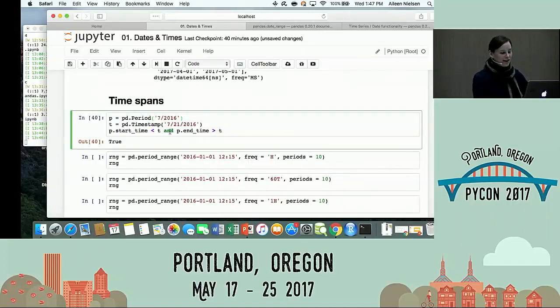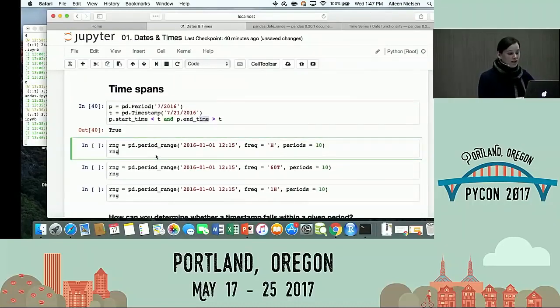We've got a timestamp. If I want to check if that time is in that period, I check whether it comes after the start time and before the end time. So just like a timestamp, a period has all sorts of useful attributes, such as start time and end time. Just like I have date ranges, I've got period ranges. A lot of the stuff that's built in pandas is there because it's going to assume you want to index data by time. So all sorts of things are built ready to be indices.